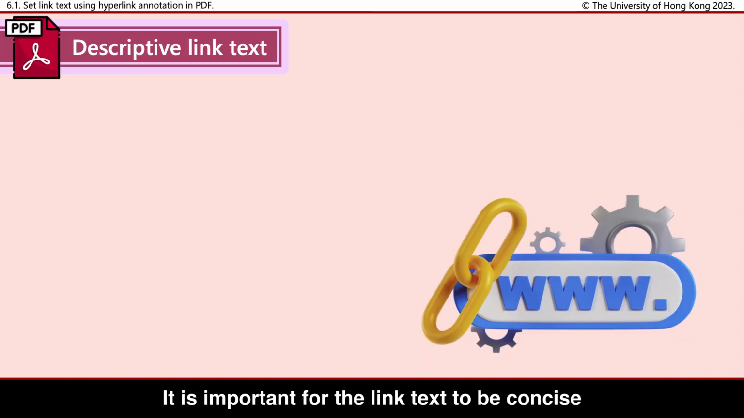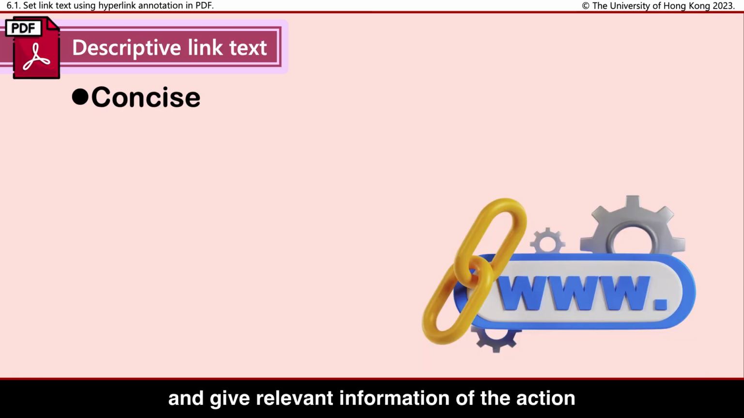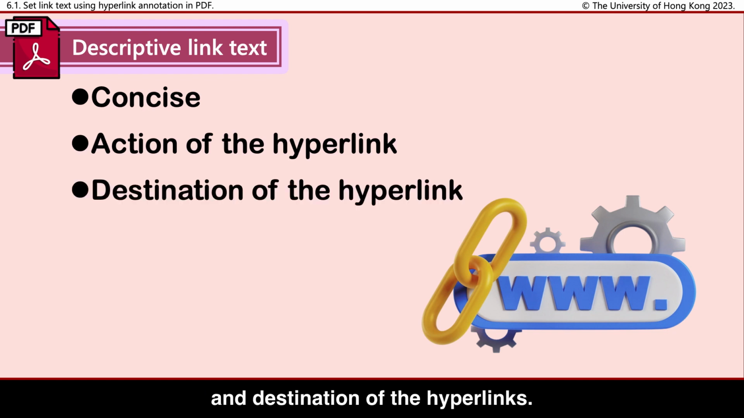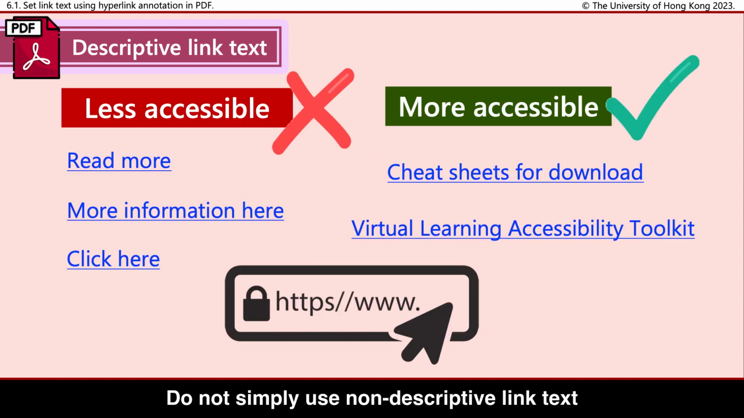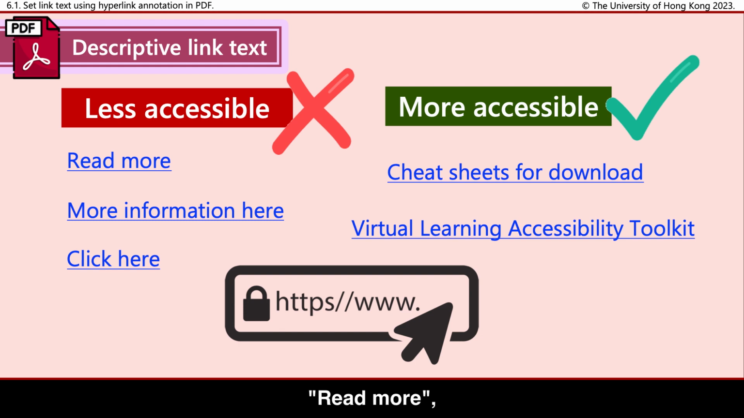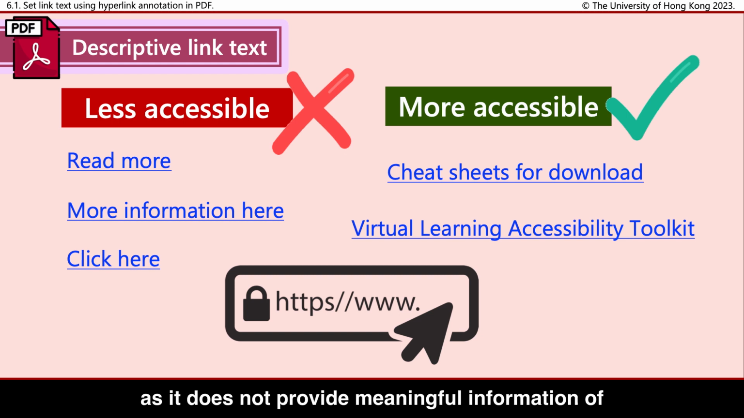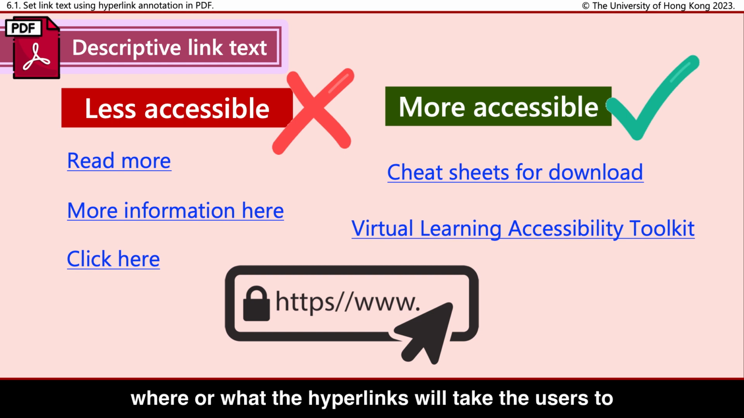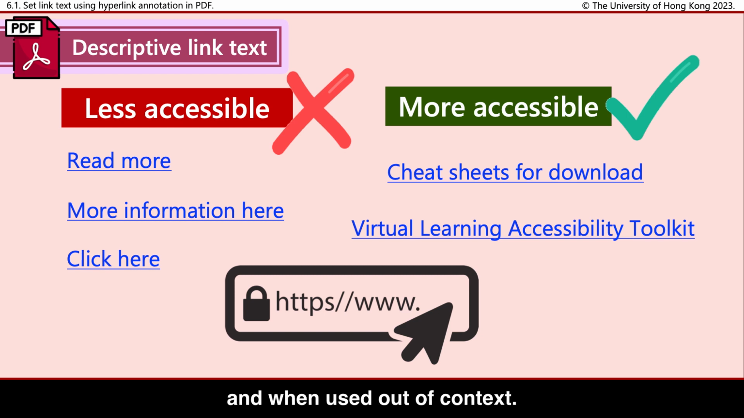It is important for the link text to be concise and give relevant information of the action and destination of the hyperlinks. Do not simply use non-descriptive link text, such as read more or click here, to present the hyperlink. It is confusing, as it does not provide meaningful information of where or what the hyperlinks will take the users to, and when used out of context.